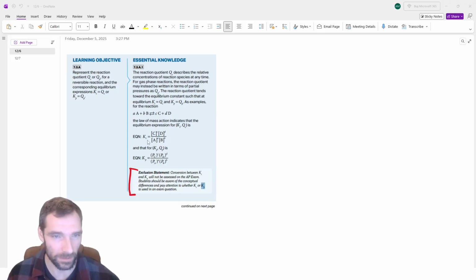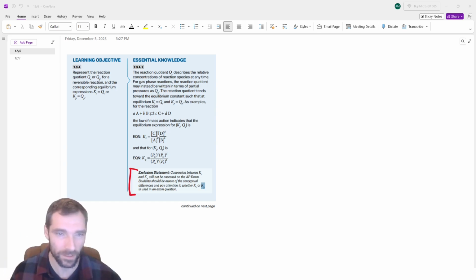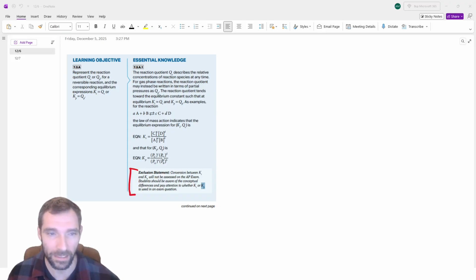Like you do need to know that Kc is really concentrations, so that's like moles over liters, and then pressures in atmospheres or another unit of pressure like torr or something like that. So these Kc and Kp values can be converted between the two of them, but you're not really expected to do that conversion on the AP exam.